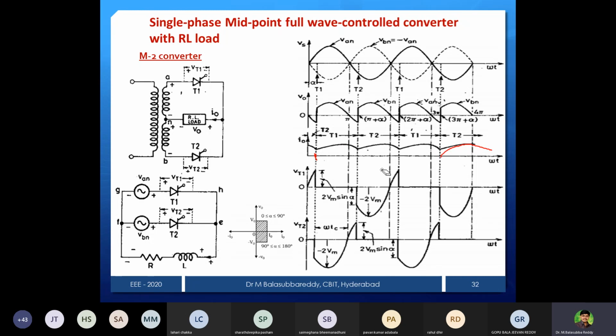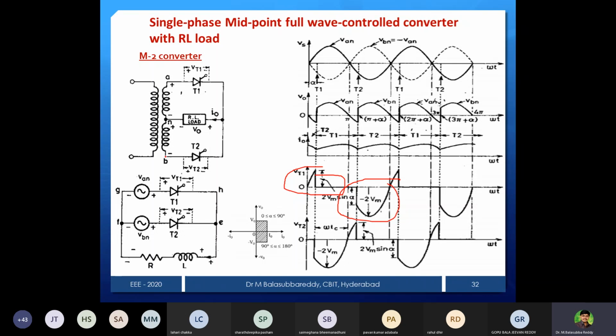So this is the current expression, or you can use this. Anything is correct. Now the voltage across the device. Here you can see that the peak inverse voltage is 2 Vm. What is the reason? Why is it 2 Vm? Now I will show you.